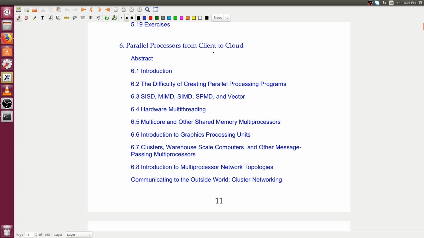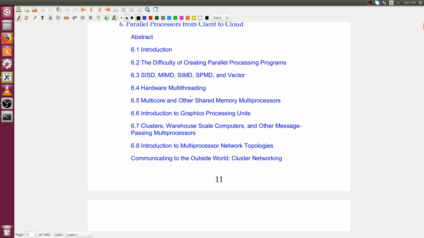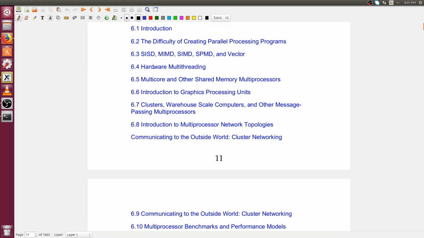Okay, so parallel processors. We're going to learn about all of these things, which most of you probably have no idea what it is. SISD, MIMD, SIMD, SPMD, and vector. That's pretty cool. Hardware multi-threading, multi-core, and other shared memory multiprocessors. Introduction to GPUs. Nice. You are already ahead of the game.